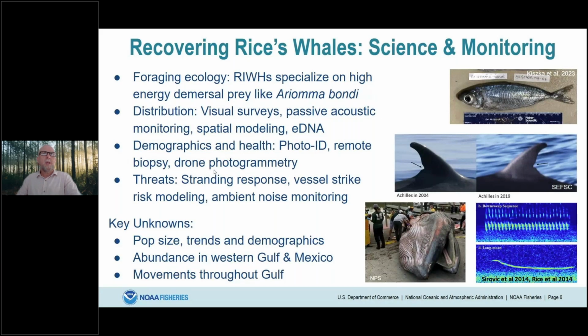Our understanding of the whale's distribution and range has also been supplemented with passive acoustic monitoring and spatial modeling. We are also looking into environmental DNA methods, which are proving useful for detecting other cryptic marine species. We're beginning to understand the demographics and population health of the species using methods like long-term photo identification, remote biopsy sampling, and drone photogrammetry. We're also monitoring threats using the Marine Mammal Stranding Network, risk modeling, and ambient noise monitoring.